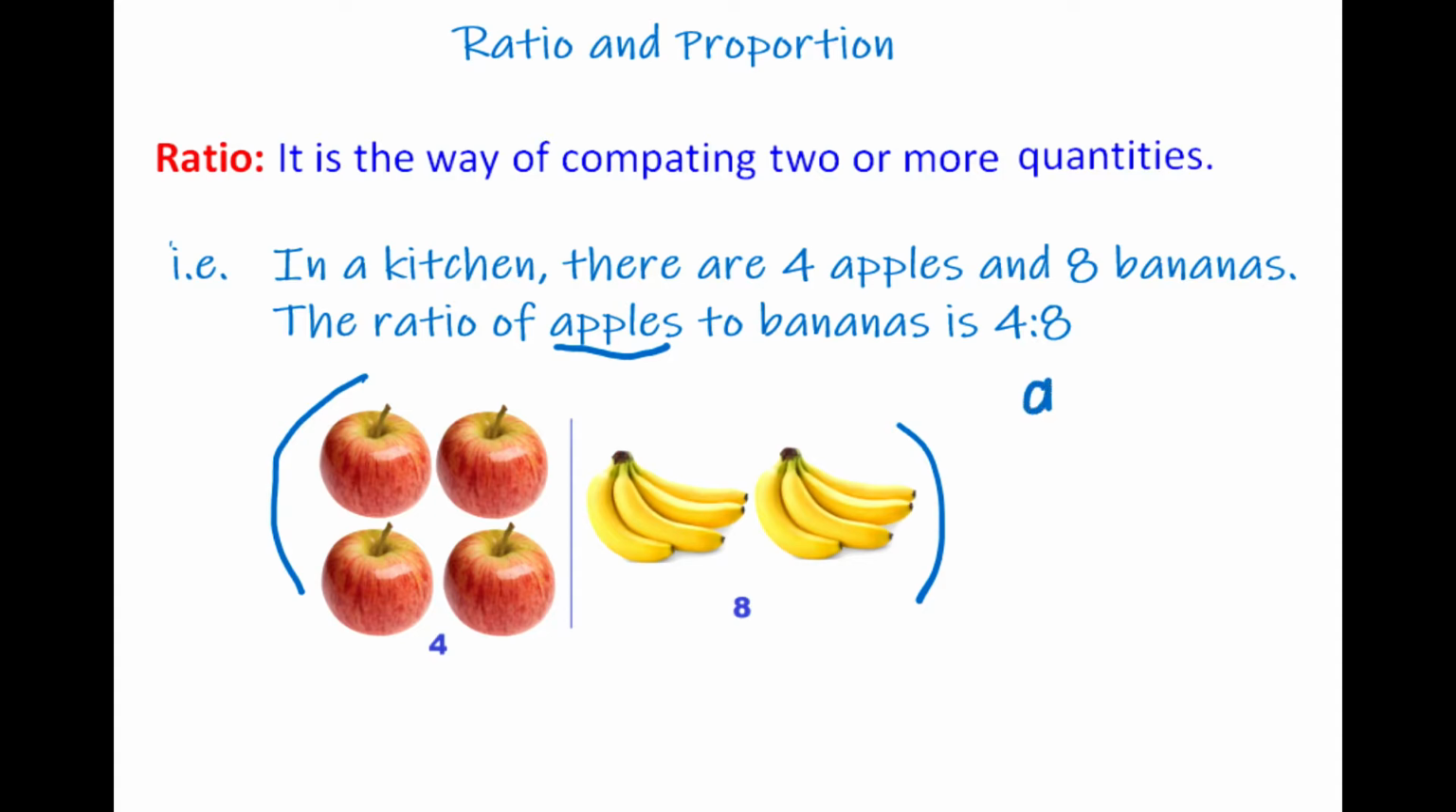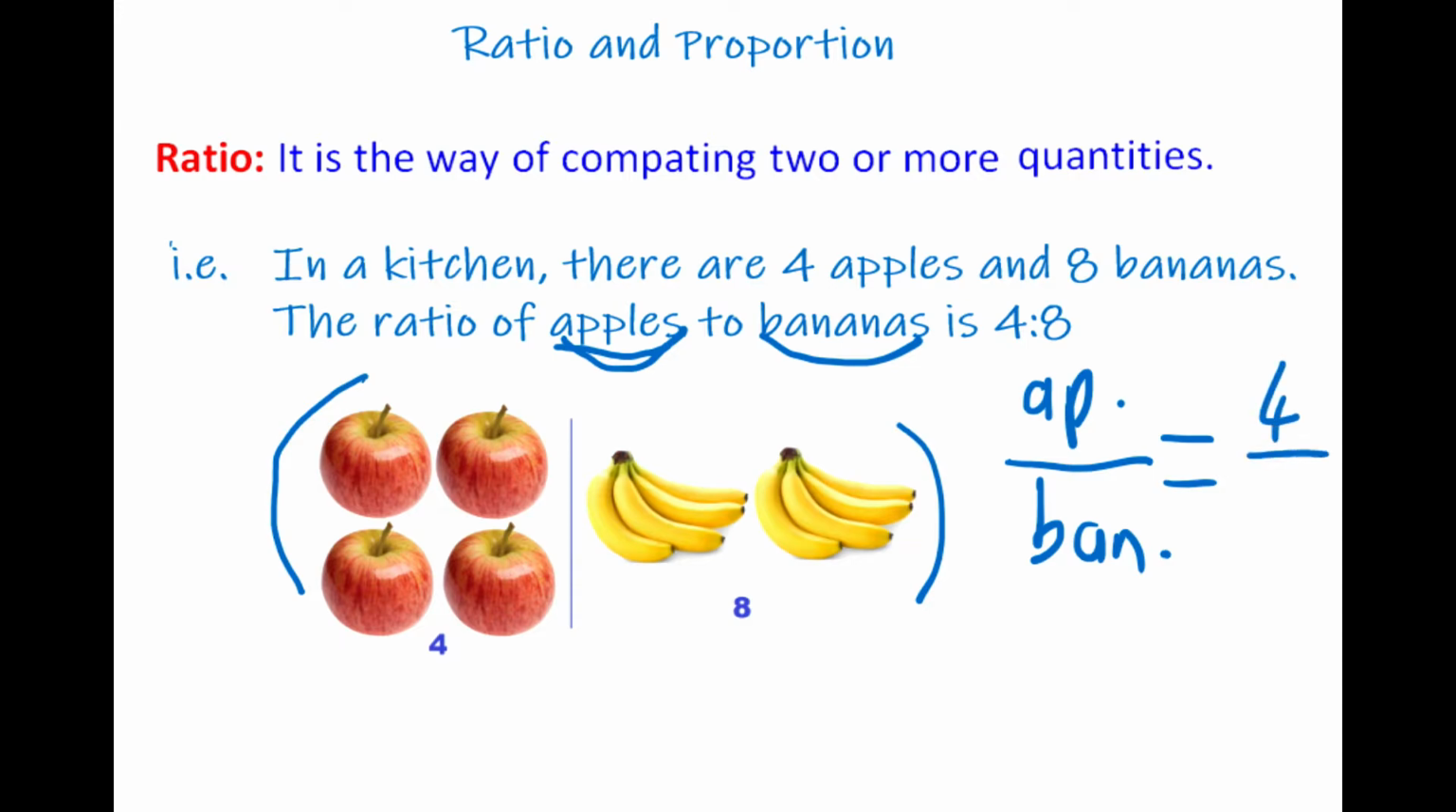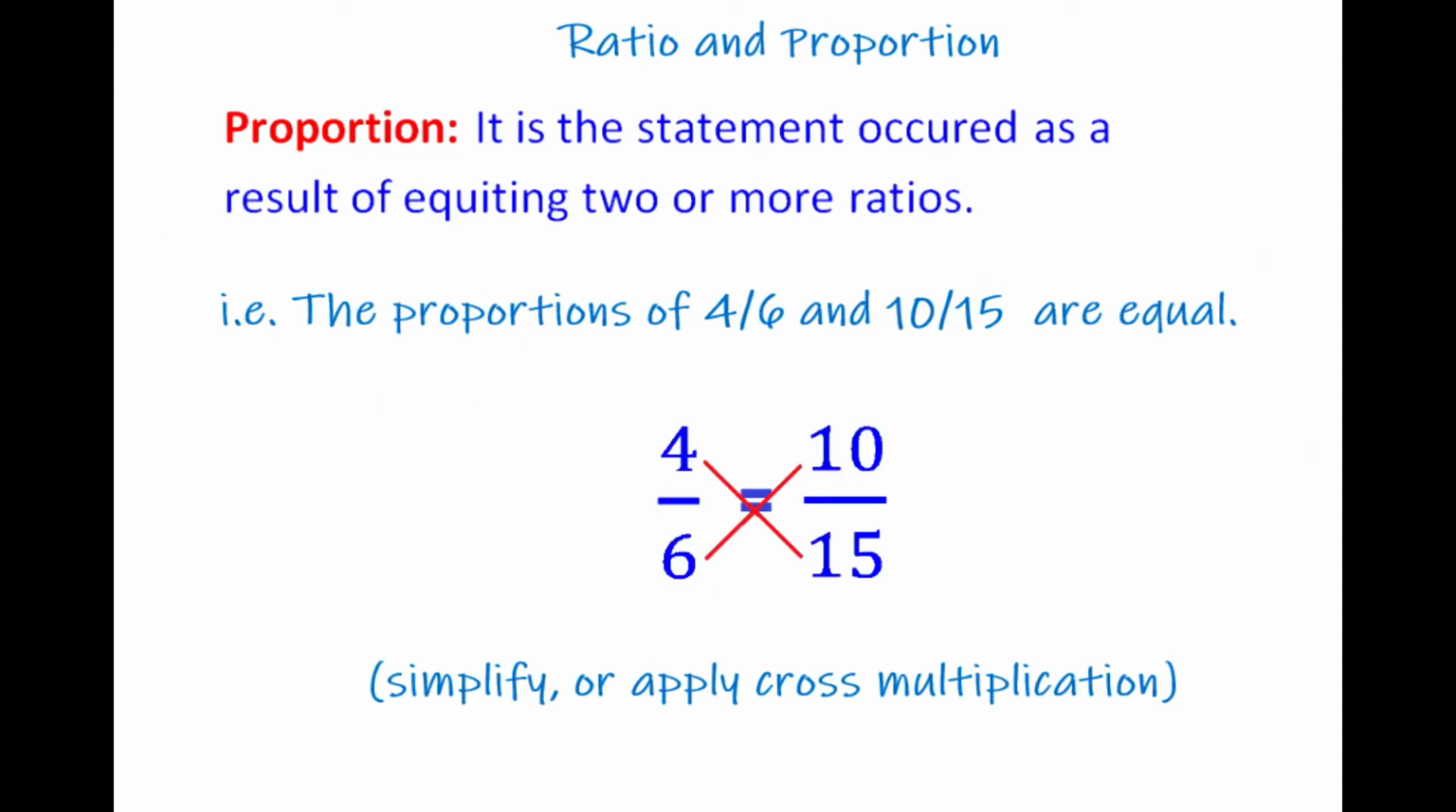So it's going to be apples divided by bananas, guys. So this is the first one, which is going to come to the numerator. And this is the second one, which is going to come to the denominator. And that is equal to, guys, 4 divided by 8. When we say a proportion, then actually we mean statement. So we can define proportion as a statement occurred as a result of equating two or more ratios.